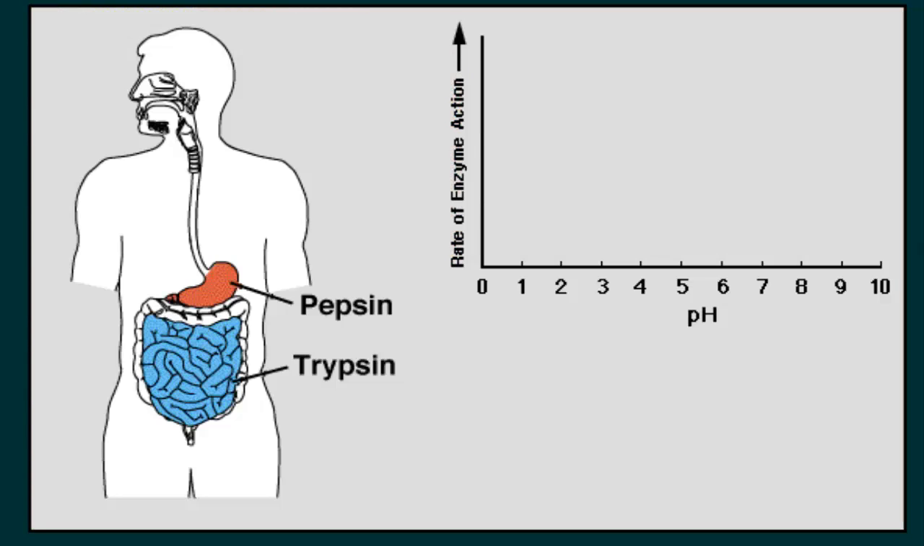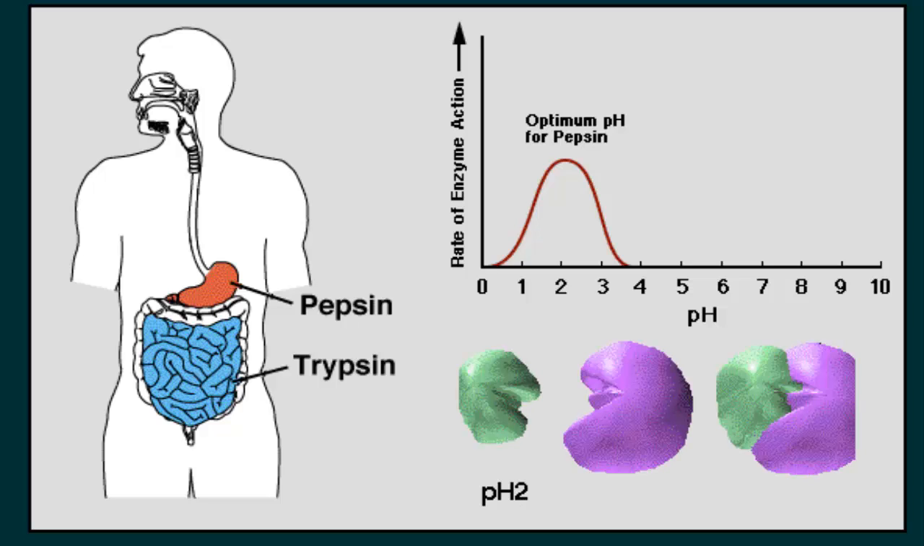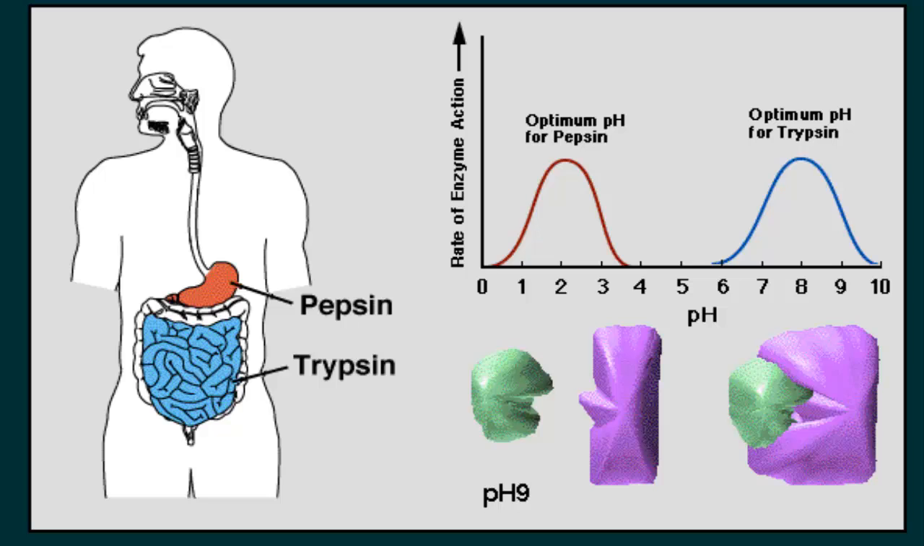Another factor affecting enzyme activity is pH. The pH at which an enzyme works best can vary greatly from one enzyme to another. Some enzymes, such as the digestive enzyme pepsin, which is found in your stomach, work best in an acidic environment. That is, an environment in which the pH is below 7. Others, however, such as the digestive enzyme trypsin, which is found in your small intestine, work best in a basic environment where the pH is above 7.